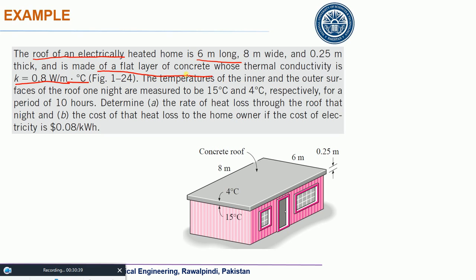So the temperatures of the inner and the outer surfaces of the roof one night are measured to be 15 degrees centigrade and 4 degrees centigrade. Let's say this inner side is having a temperature of 15 degrees centigrade, outside it is 4 degrees centigrade for a period of 10 hours. Okay, for 10 hours it has been measured. Now for 10 hours the temperature remains uniform. Remember that. This is how the statement is given to you. Determine the rate of heat loss through the roof that night.